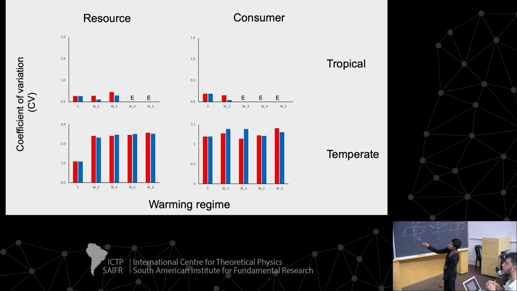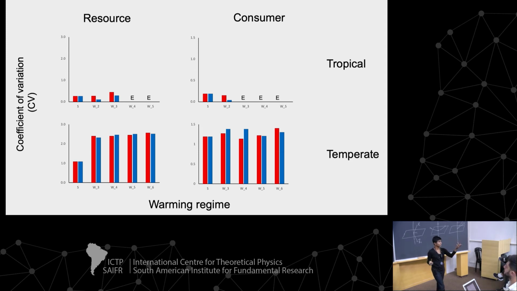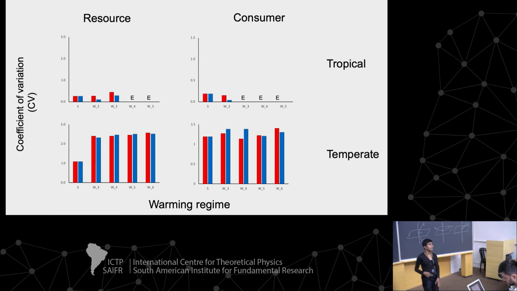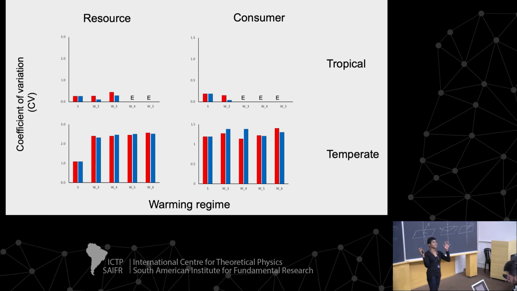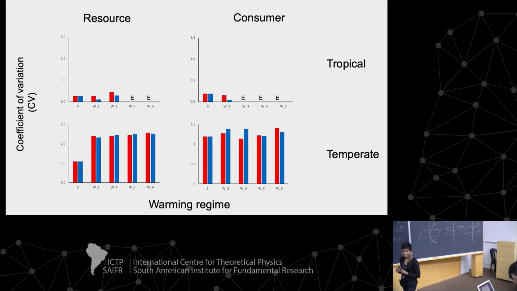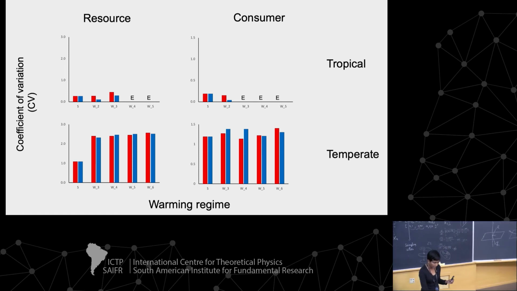That's tropical, this is temperate, resource consumer. Here denotes the deterministic extinctions that I showed you in the first graphs, where the tropical consumer goes extinct very quickly, but the coefficient of variation, and then the red bars are for hotter summers, blue bars are for warmer winters. The point here is the comparison between these two. The fluctuations are much more, we see statistically, they are significantly greater than those in the tropics.